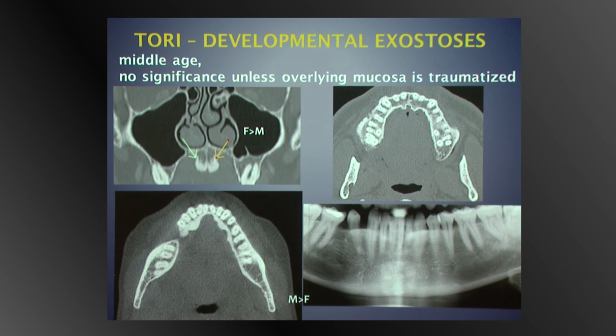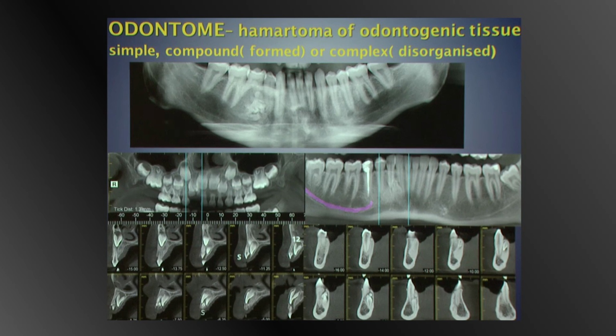So tori, I like tori. They fascinate me because, you know, why do they appear in middle age? Nobody really knows, and they're also commoner in Red Indians and Eskimos. There you are. So these are midline palatal tori, and then because it's dentistry, if they occur on the buccal or palatal cortex of the maxilla, they change the name to exostoses. But if they appear in the lingual cortex, the mandible, and the canine and premolar region, they become tori again. Okay, but they're developmental exostoses anyway.